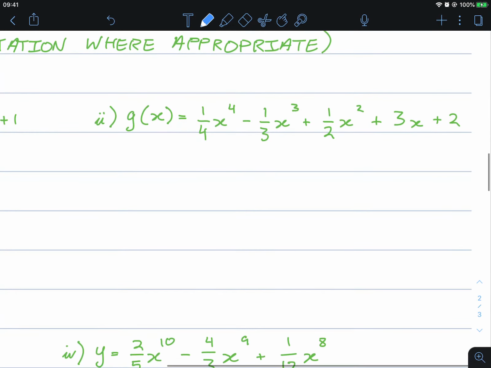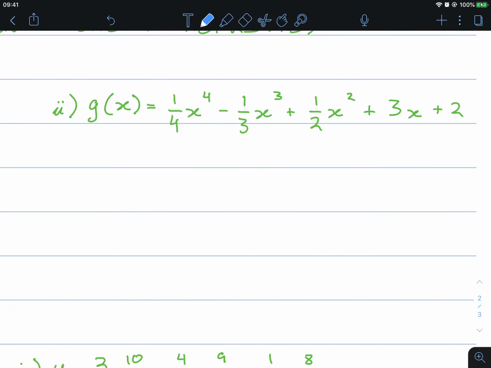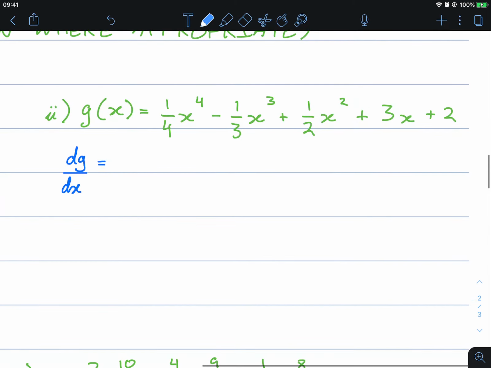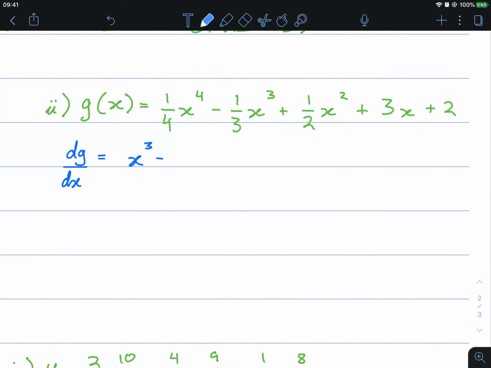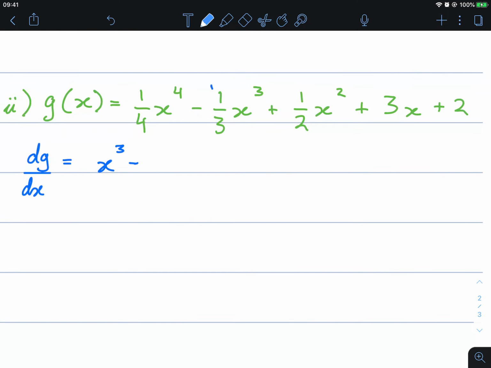Here we go. Let's do another example. Let's use a different expression here. You can just go g prime of x if you'd like, but for the sake of demonstration, let's do d of g over d of x. So 1/4 times 4, well, that's just 1, so it's x to the power of 4 take away 1, which is 3, minus 1/3, the coefficient, times the power.